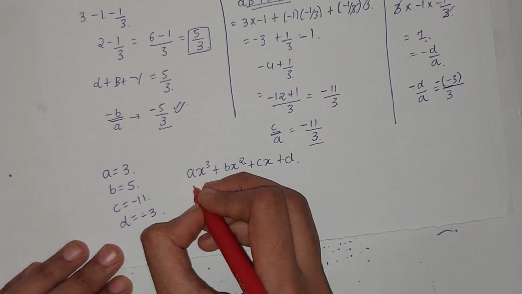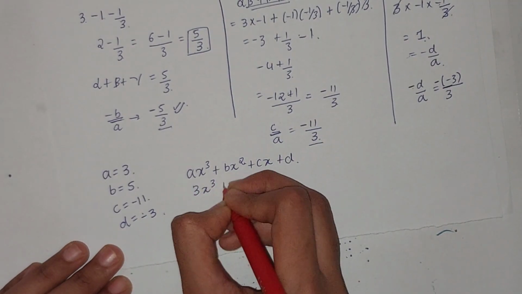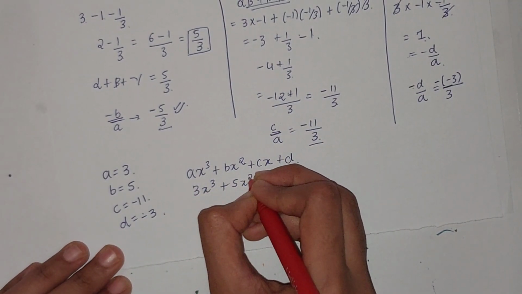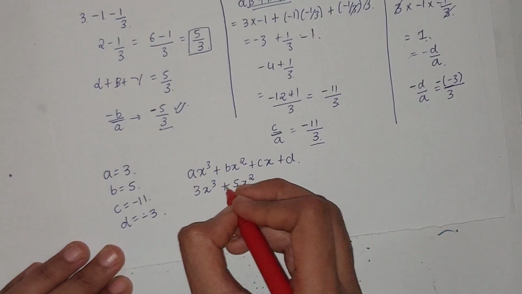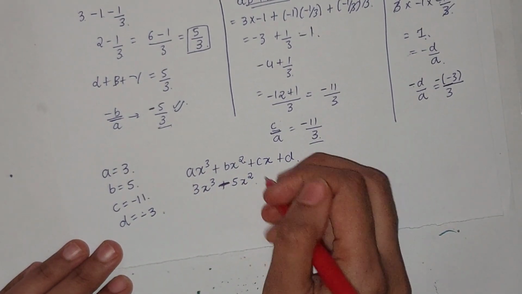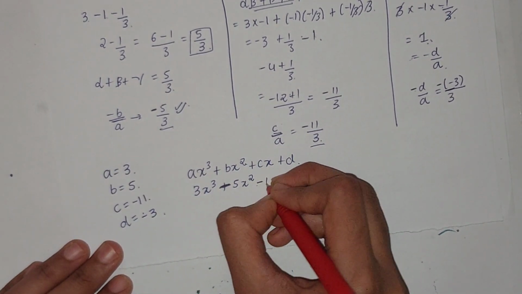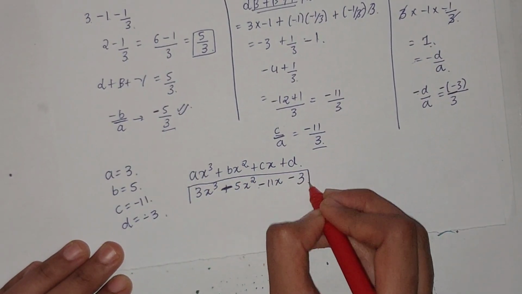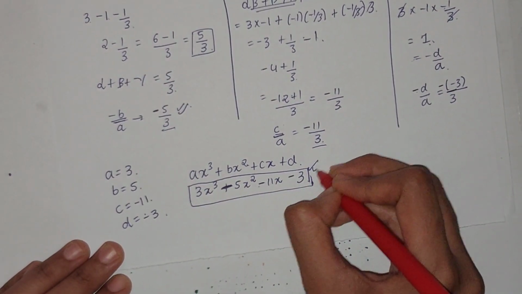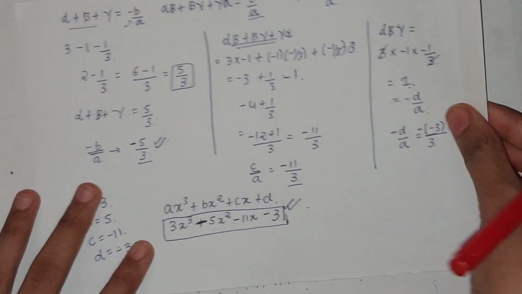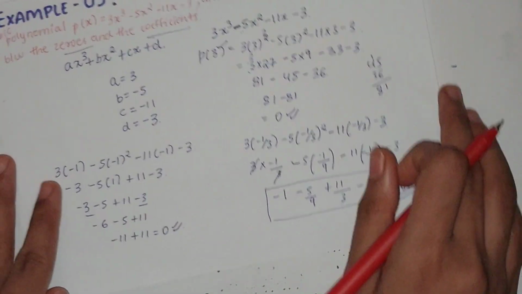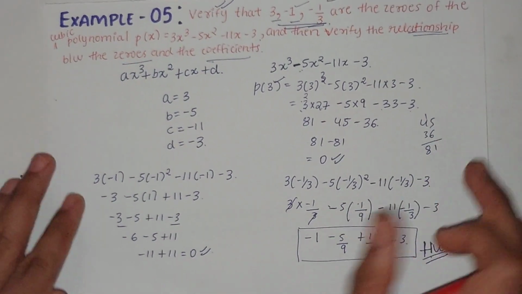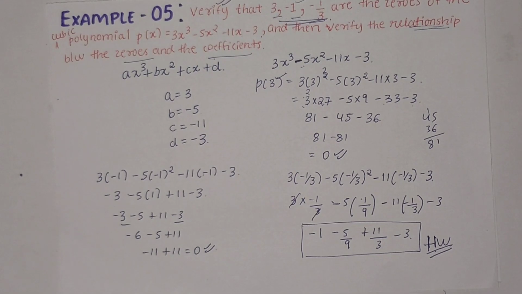Now a is 3x cube plus 5x square. Yeah, we have minus here, right? So minus 5x square and minus 11x minus 3. So this is my cubic equation, cubic polynomial, right? Yes, but this is not for your examination, so you can skip it if you don't want. So this completes your examples.